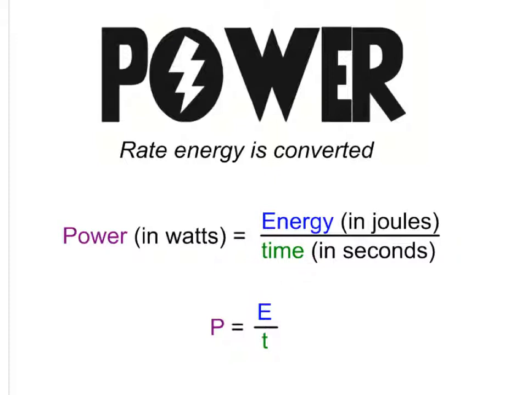We measure energy, remember, in joules. We measure our time in seconds. Joules per second has a special unit, and it is called a watt. Power is measured in watts. So here's our nice little formula. Remember, capital P, not lowercase p, because lowercase p, remember, was momentum. But we have capital P for power equals energy divided by little t for time.